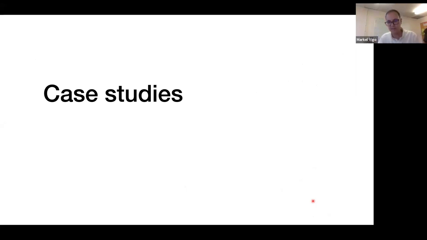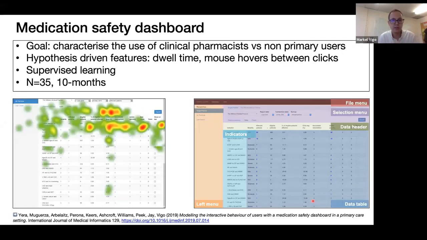Now some case studies in which we use these tools and these pipelines, oftentimes related to my research interest of human data interaction. The first one is a medication safety dashboard. It's a very data intensive artifact where you can see data in a tabular fashion. We just wanted to characterize the use of its users. We had two types of users: clinical pharmacists and the secondary users of the tool, which were GPs or nurses and so on in the general practice.